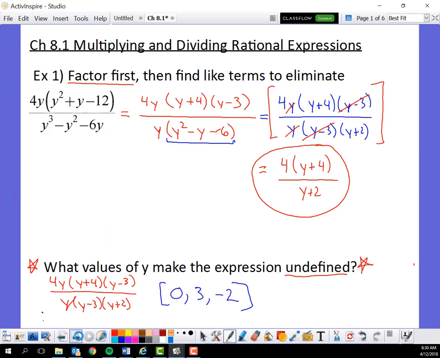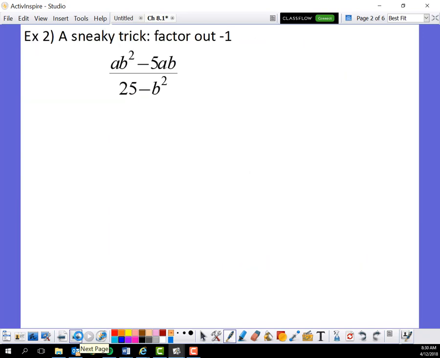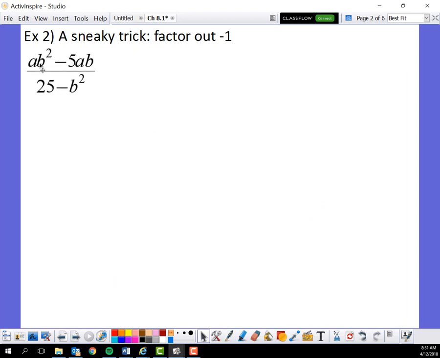Okay, so let's move on to the next one. Here's another problem, number 2. Take a second wherever you're at and write this down. If you need to pause it, that's fine. I'm going to jump right in. The same strategy works here as worked in the last problem. We want to factor the top and the bottom as completely as we can.